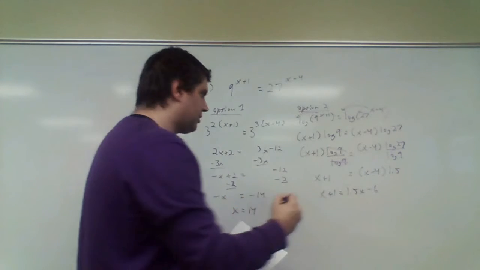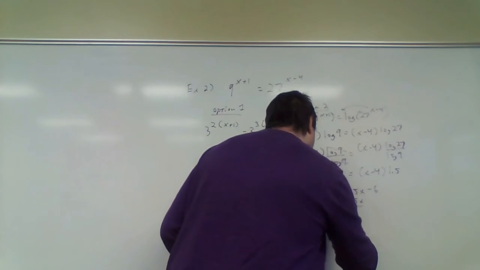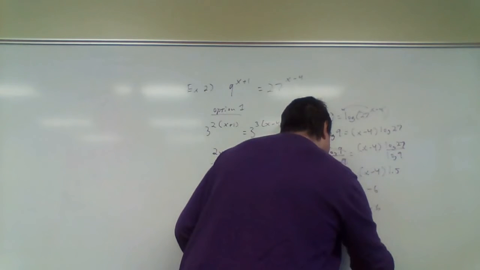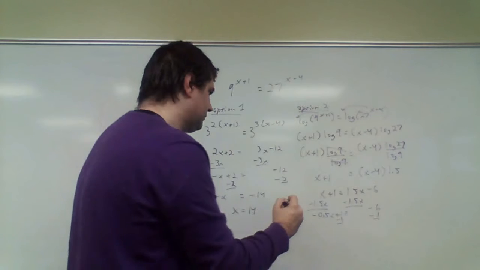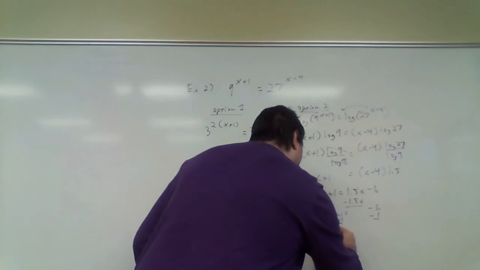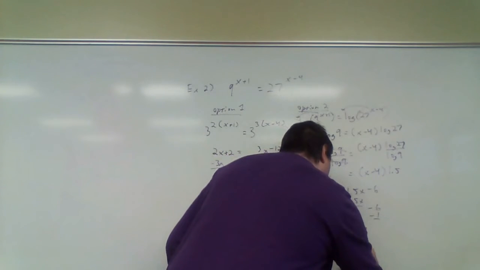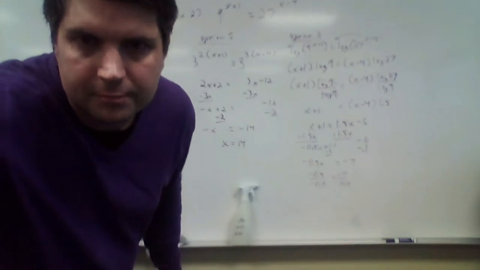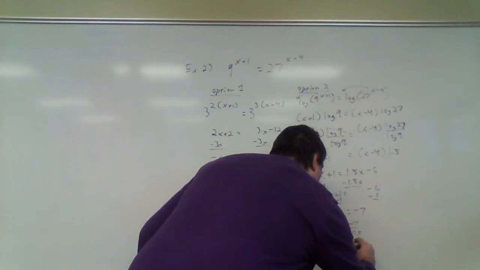So I'll subtract 1.5x. That leaves me negative 0.5x plus 1 equals negative 6. Subtract 1, subtract 1. Negative 0.5x equals negative 7. Divide off the negative 0.5. And your calculator would confirm that the answer is x equals 14.